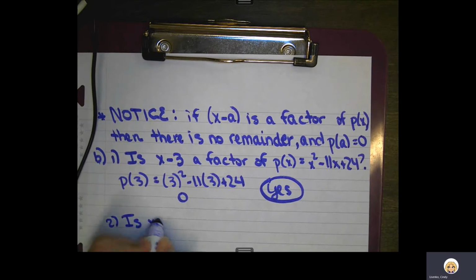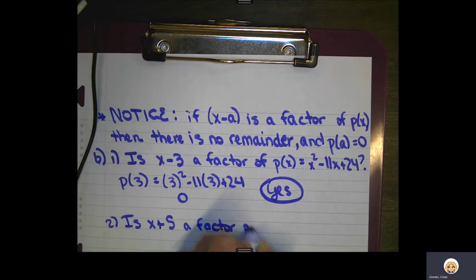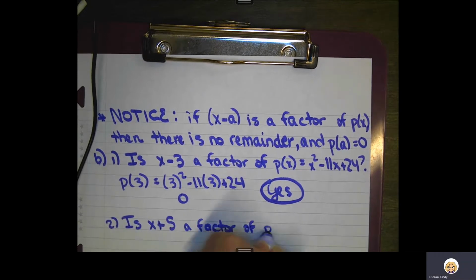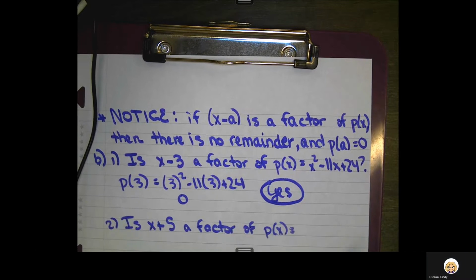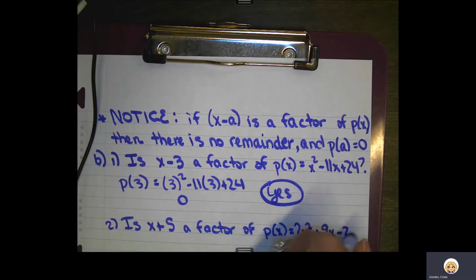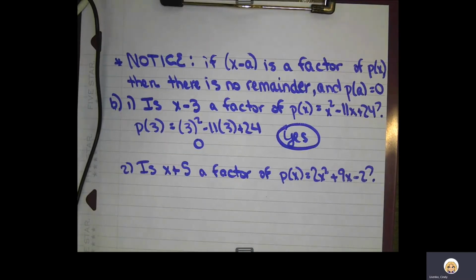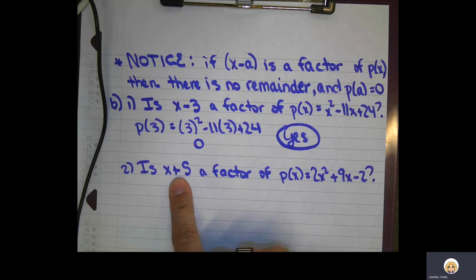Is x plus 5 a factor of p of x equals 2x squared plus 9x minus 2? How can we do this without long division? The remainder theorem says that we can plug in the opposite of the number inside the factor to see if we get a remainder of 0.